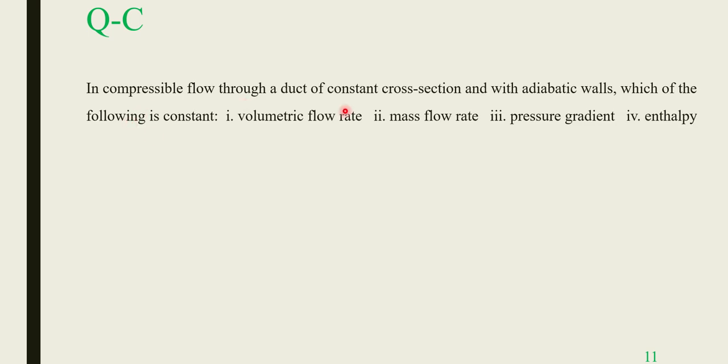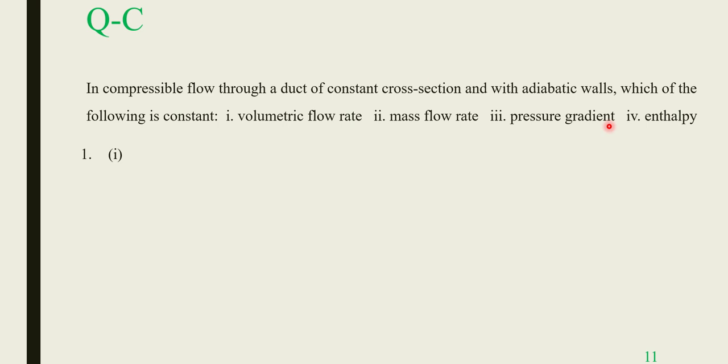Incompressible flow through a duct of constant cross section with adiabatic walls. Which of the following is constant? Volumetric flow rate, mass flow rate, pressure gradient, enthalpy. So which one do you think would be constant in the flow through a duct of constant cross section with adiabatic walls? The answer is mass flow rate, whereas other things like volumetric flow rate, pressure gradient, enthalpy, everything changes.